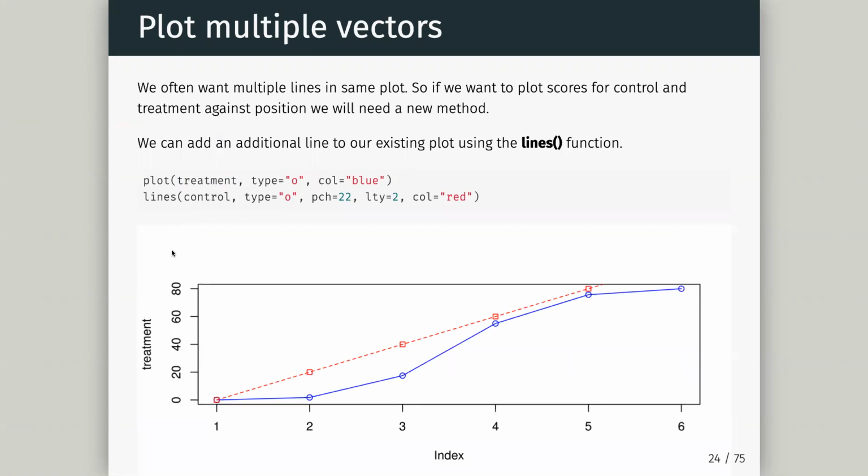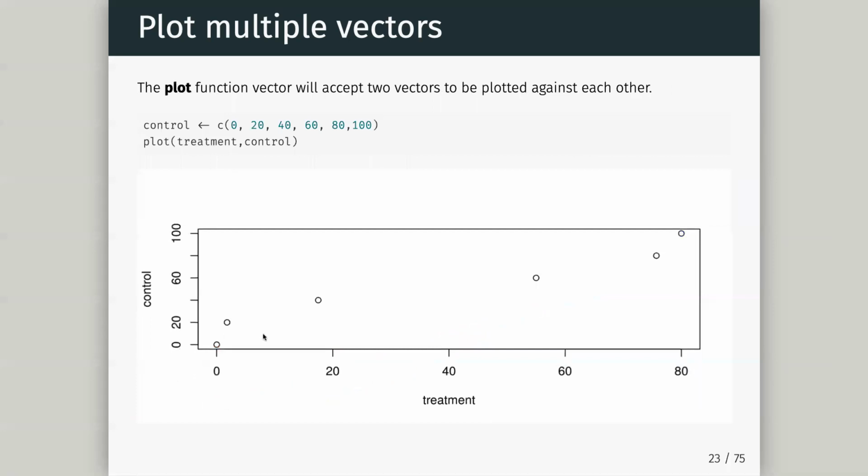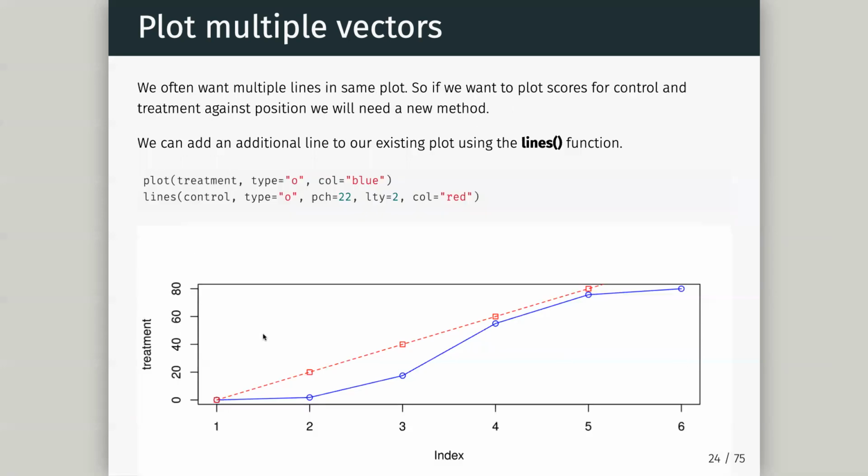We often want to put multiple lines on the same plot. So what would happen if we wanted to plot not them versus each other, but in terms of their indexes? We can use another function for this called lines. What lines does is add a new line to the current plot. If I just did plot and tried to do it again, the old plot would disappear and a new plot would appear. This is going to add the lines for this to the current plot.